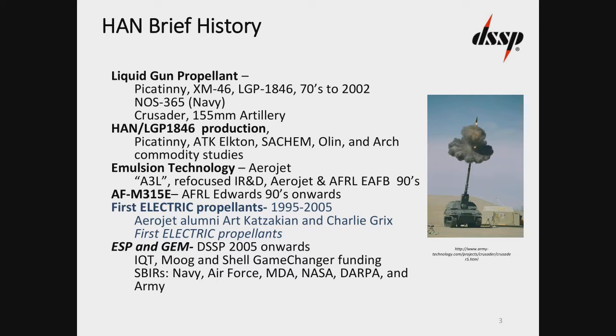The first thing that I recognized and got involved with was some alumni from Aerojet broke off and actually created the first two electric propellants under the SBIR programs. Art Kazakian and Charles Grix were my mentors, and I spun off from them. I licensed one of the propellants from them and began my work and starting DSSP. We created the electric solid propellants and green monopropellants along with the other funding we've gotten here. That SBIR was really leveraged in this case.